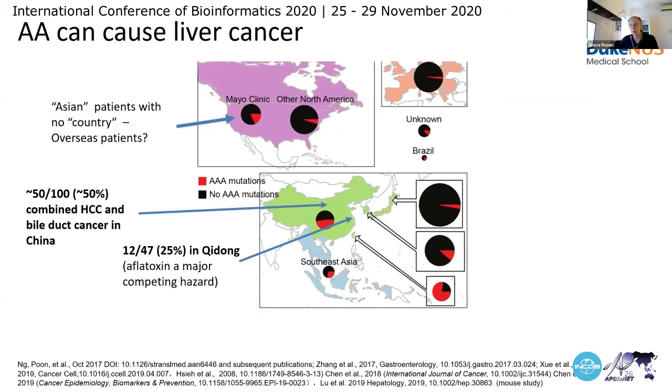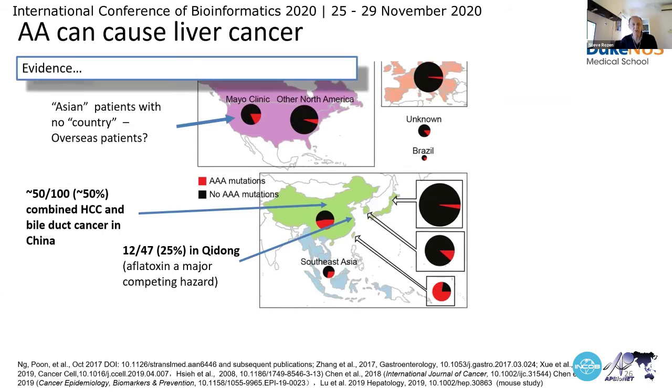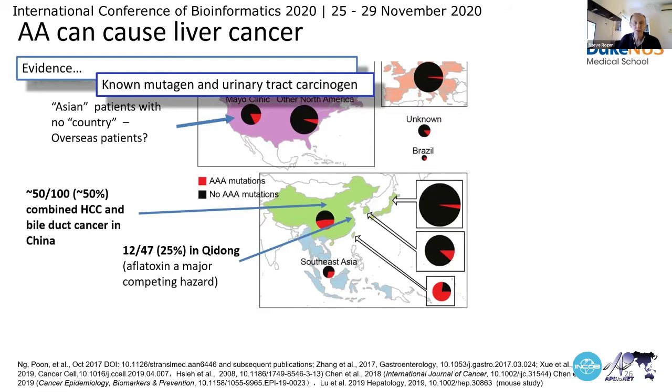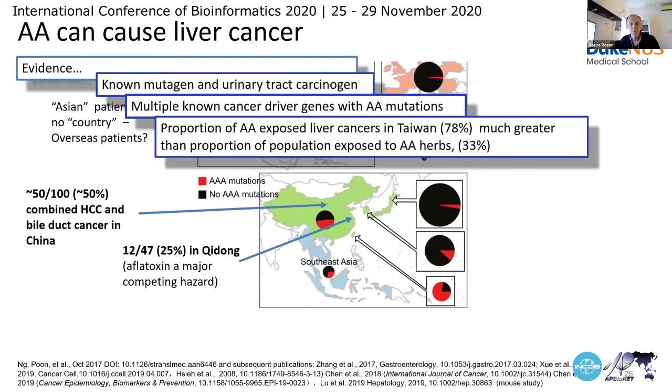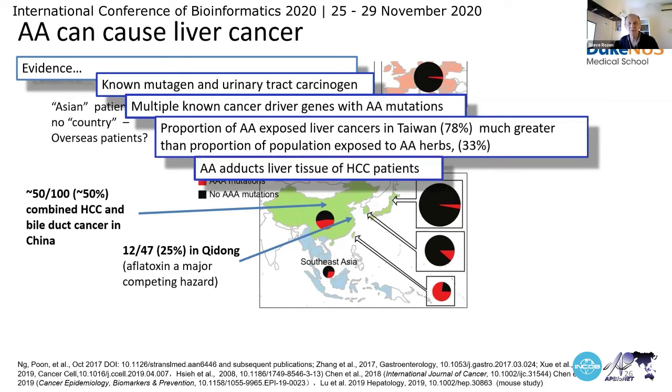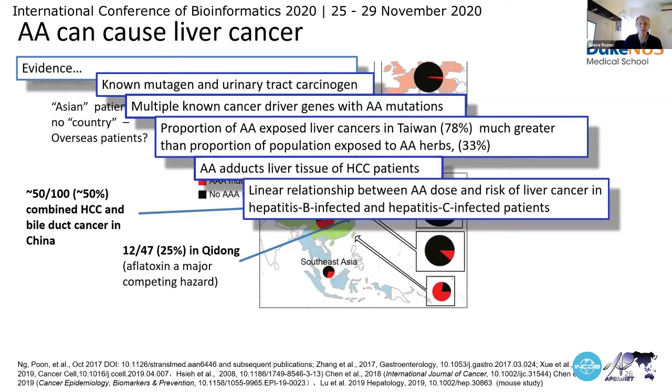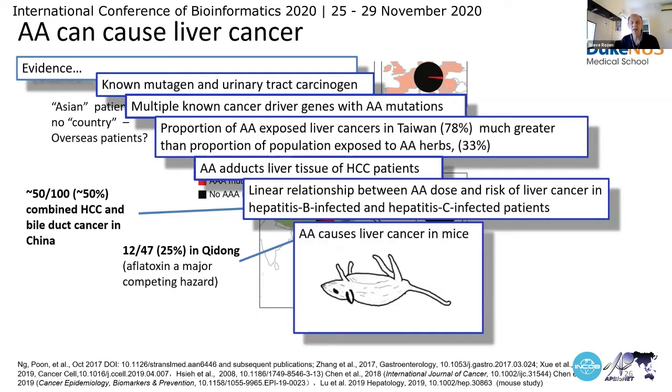So I would assert that AA can cause liver cancer. The evidence is that it's a known mutagen and urinary tract carcinogen. We saw multiple known cancer driver genes with AA mutations in liver cancer. The proportion of AA-exposed liver cancers in Taiwan is much greater than the proportion of the population estimated to be exposed. AA adducts have been found in the liver tissue of liver cancer patients. There's a linear relationship between AA dose and risk of liver cancer in Hep B and hepatitis C infected patients. And AA causes liver cancer in mice. I think the evidence is quite strong.